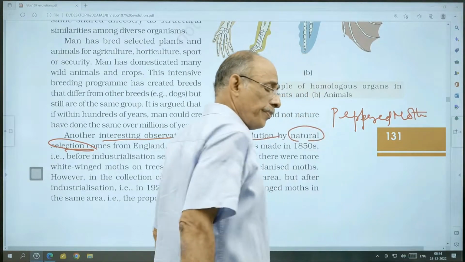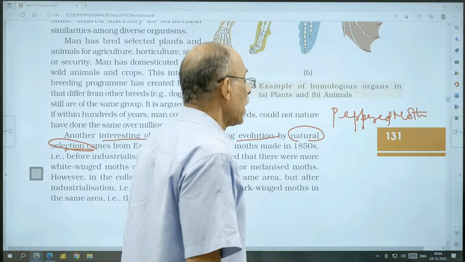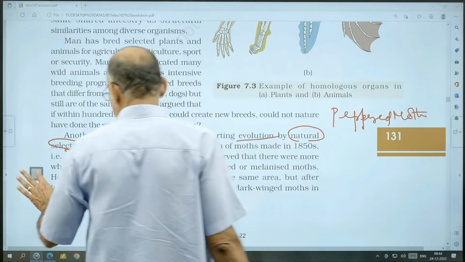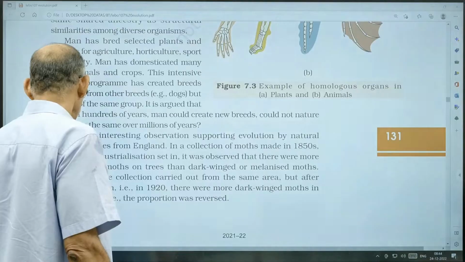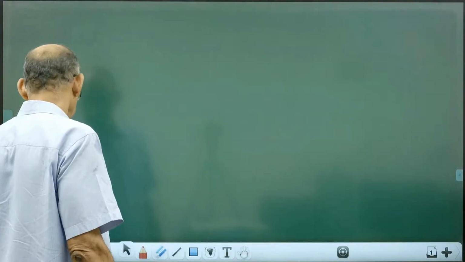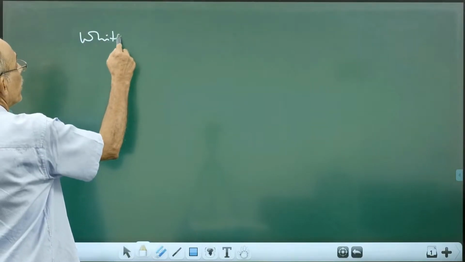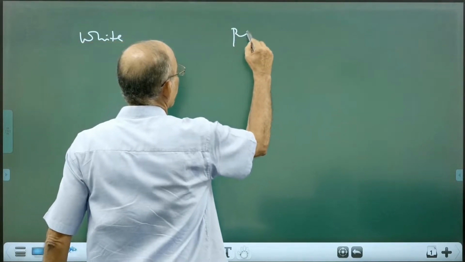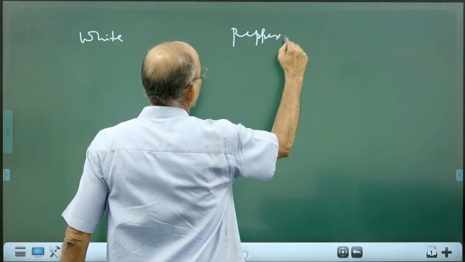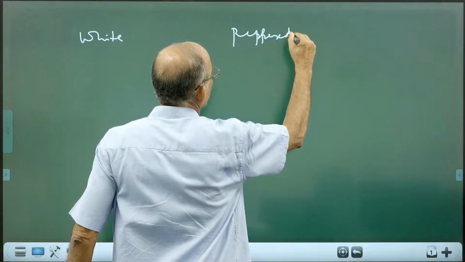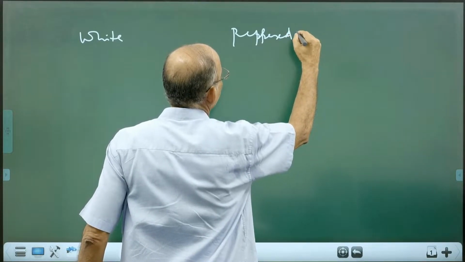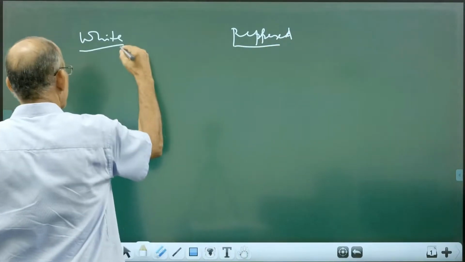Peppered moth, that is peppered moth. And there are two different varieties of peppered moth. One is known as the white variety, and another is the peppered. Peppered means this variety had some black dots on its wings. Peppered variety, white variety and peppered variety.